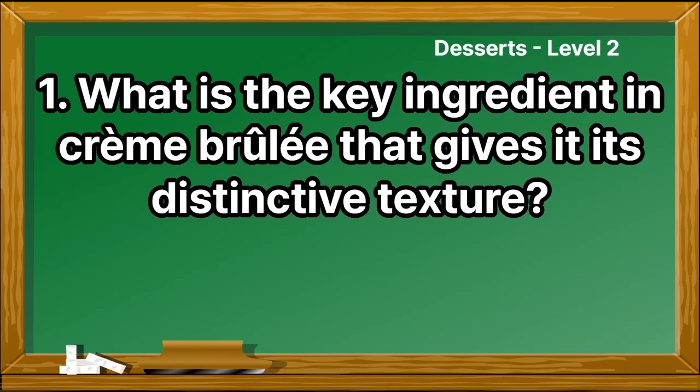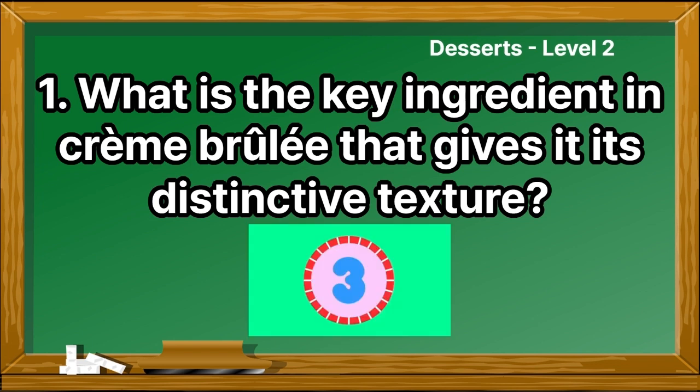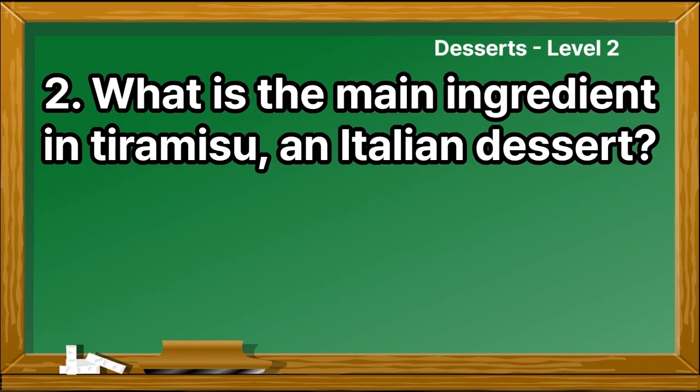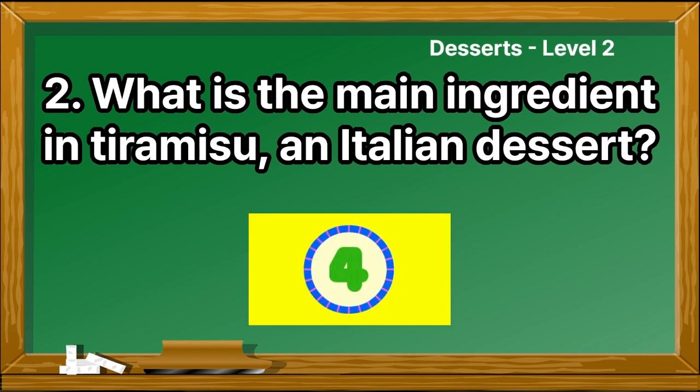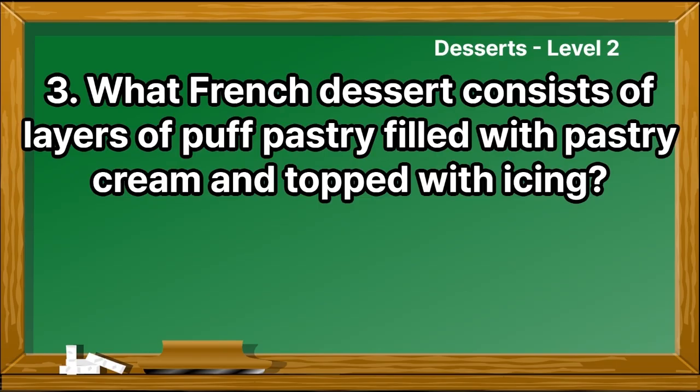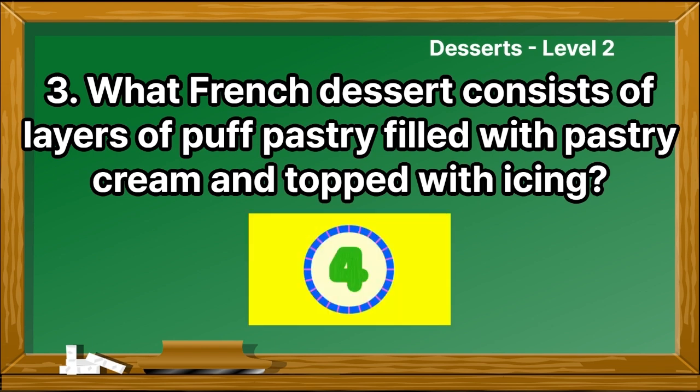What is the key ingredient in crème brûlée that gives it its distinctive texture? Egg yolks. What is the main ingredient in tiramisu, an Italian dessert? Mascarpone cheese. What French dessert consists of layers of puff pastry filled with pastry cream and topped with icing? Napoleon.